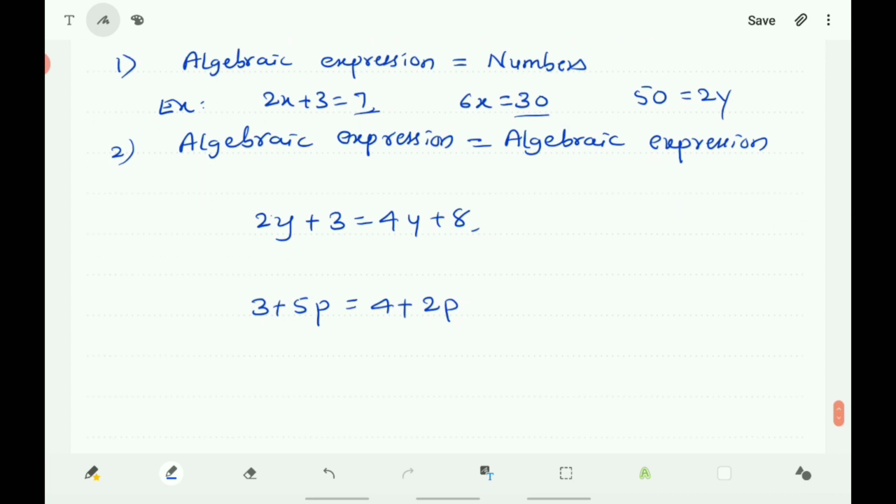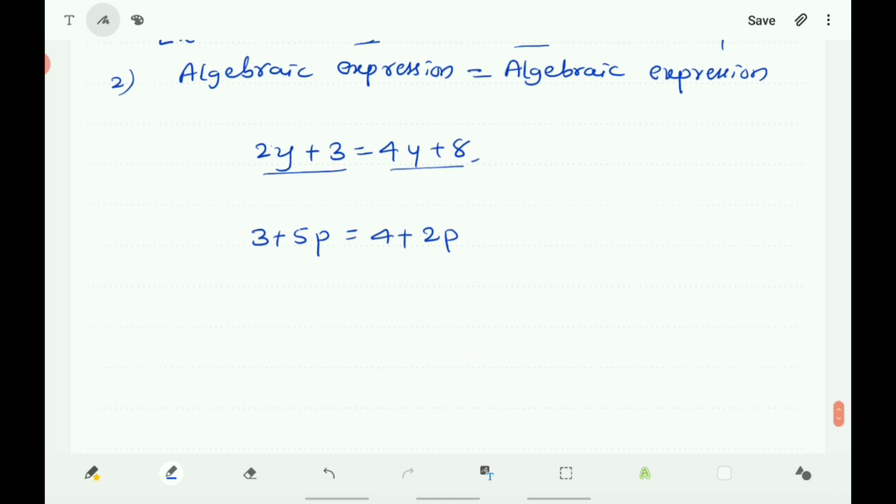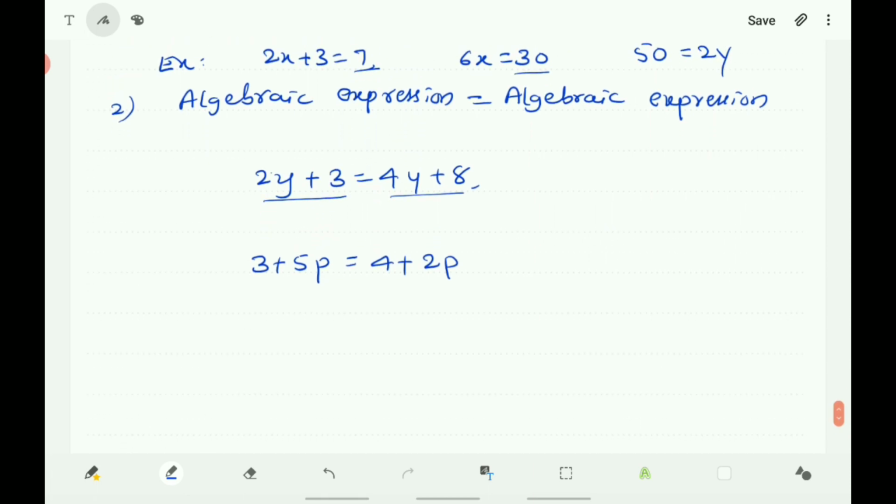See here example, 2y plus 3 is equals to 4y plus 8. Here 2y plus 3 that is on the LHS, which is also an expression. 4y plus 8 that is on the RHS, that is also an expression. Algebraic expression is equals to algebraic expression. Two algebraic expressions are there here. And second example, 3 plus 5p is equals to 4 plus 2p. Both are algebraic expressions. So this is the second type.